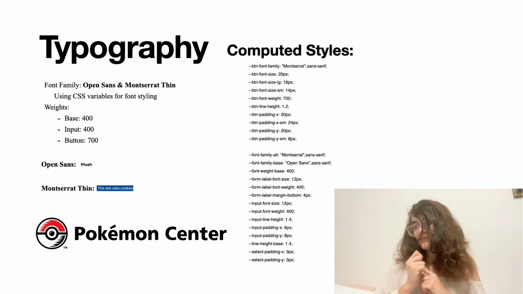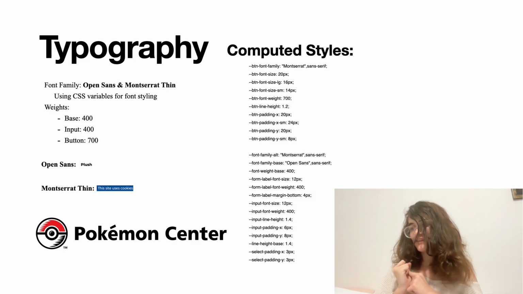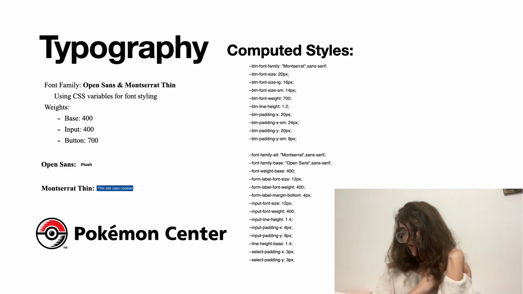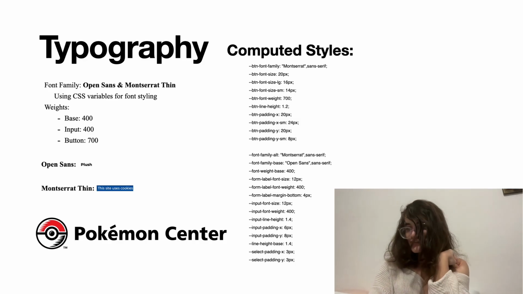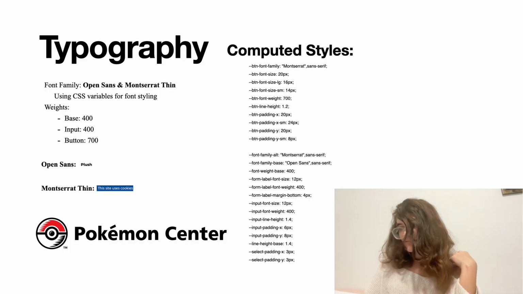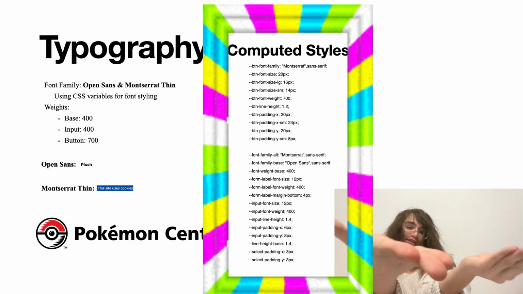And then we have the typography, which has the font families, Open Sans, Montserrat Thin, using the CSS variables for font family, weights 400 and 700. And then here are the computed styles right here.